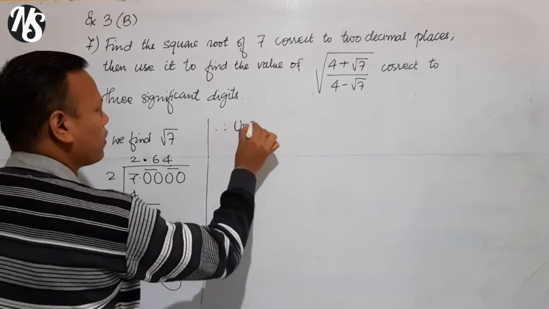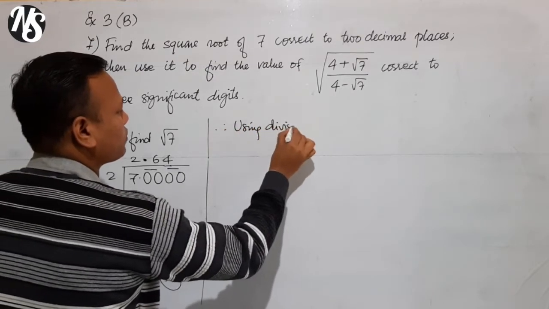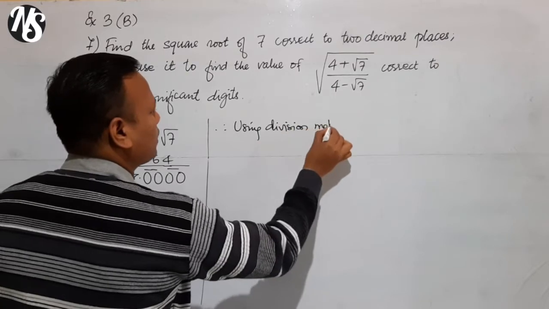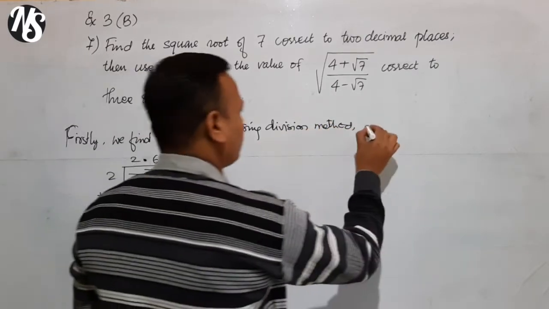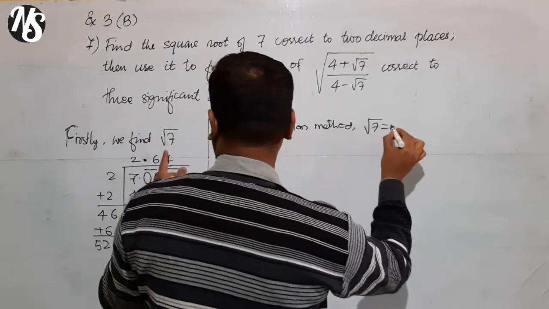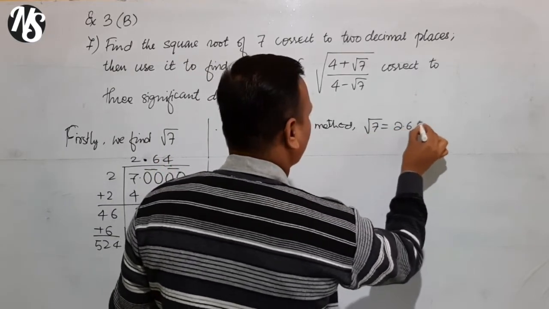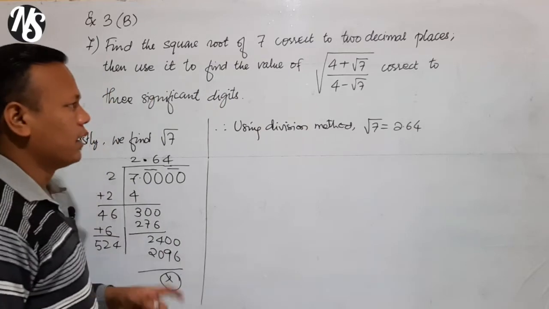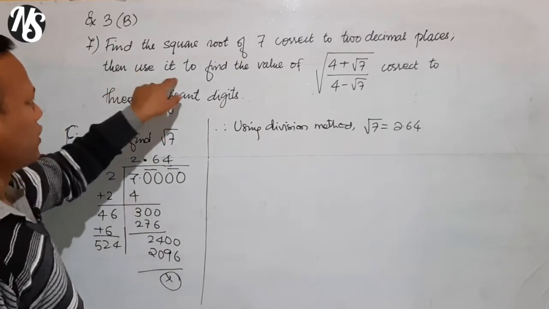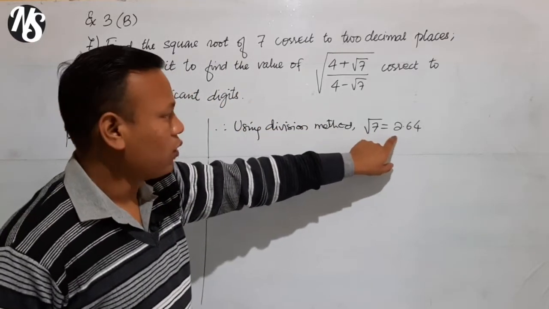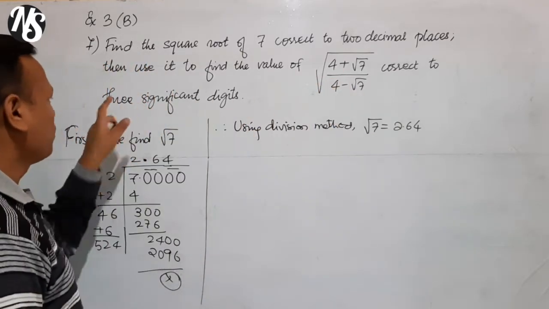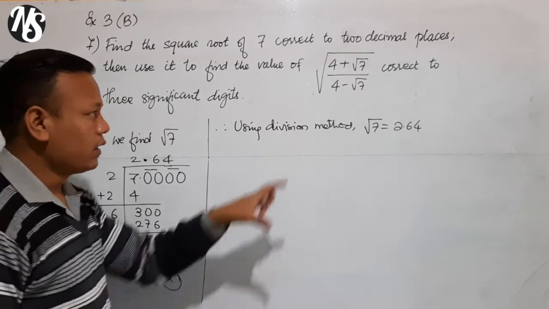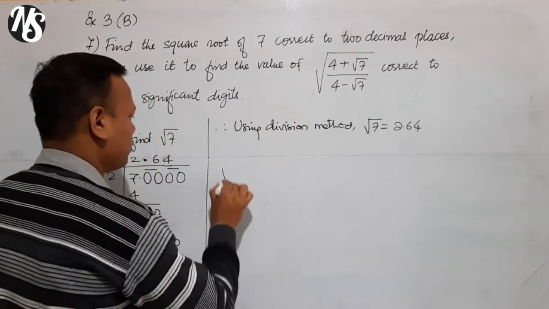using division method, we showed that square root of 7 is equal to 2.64. Now question says use it, that is we use this value of root 7 in order to evaluate this correct to 3 significant digits. Now there is this thing given to you.